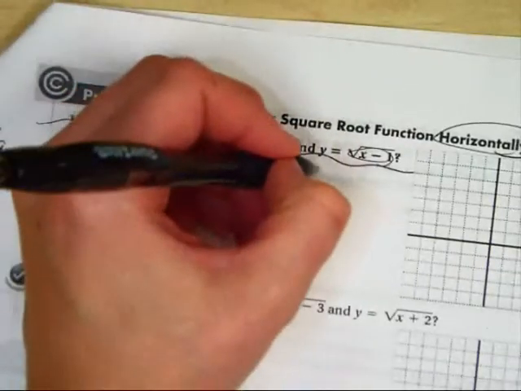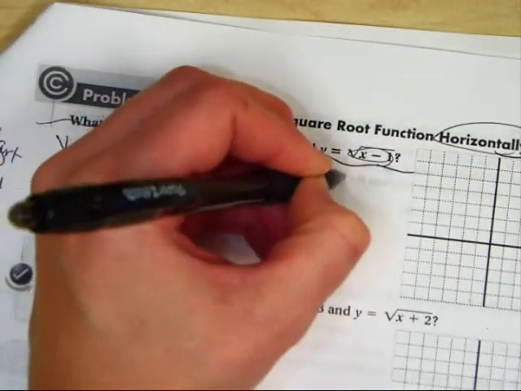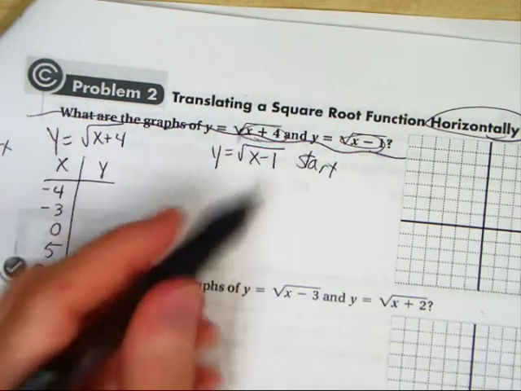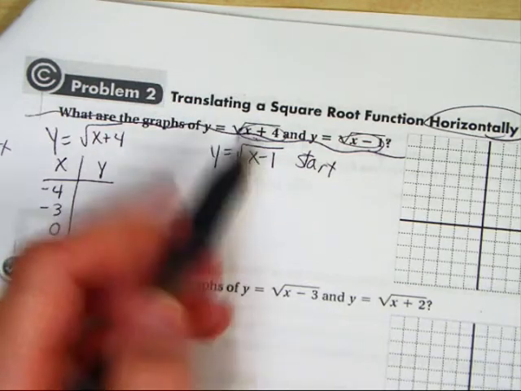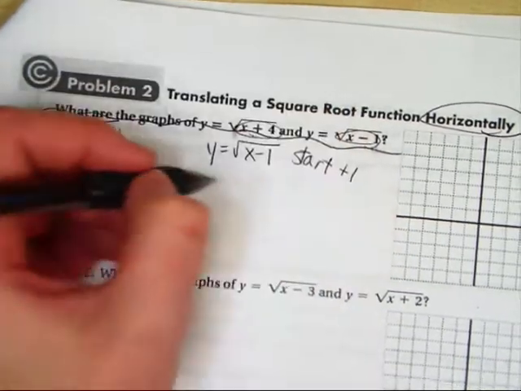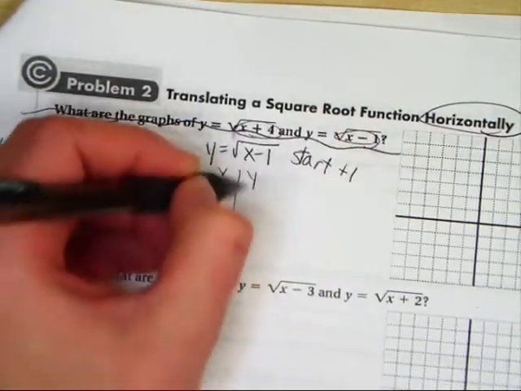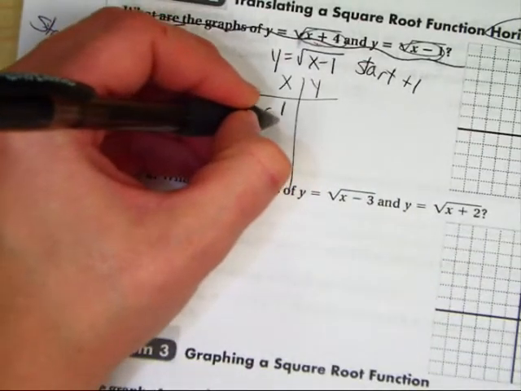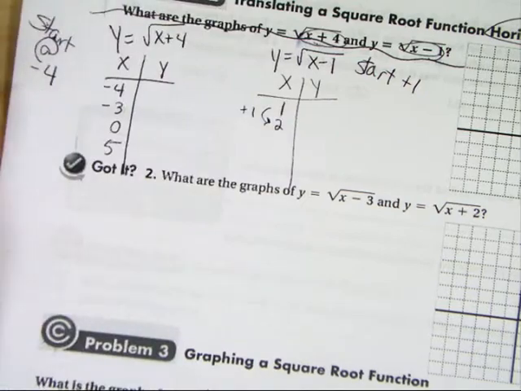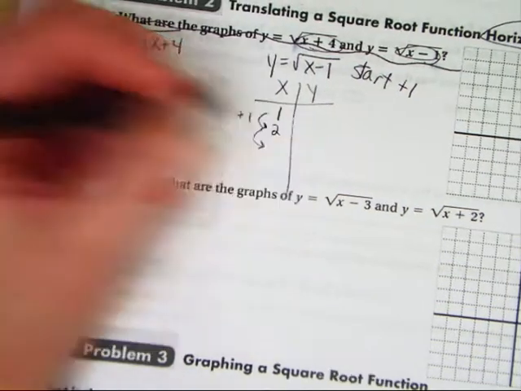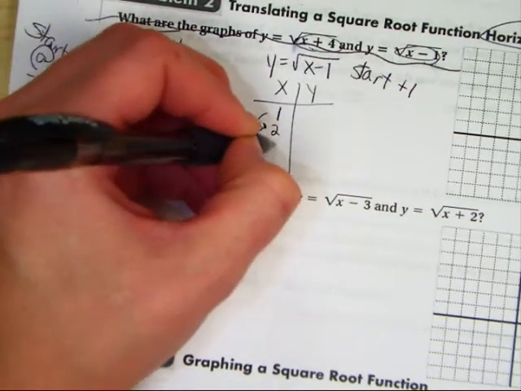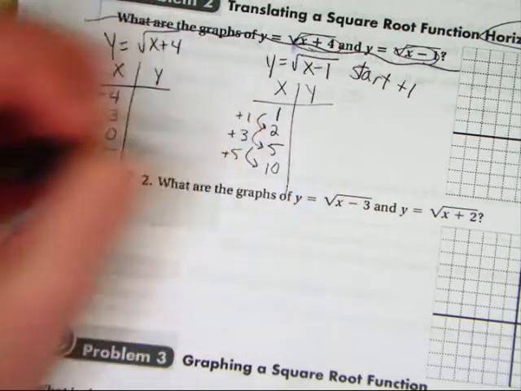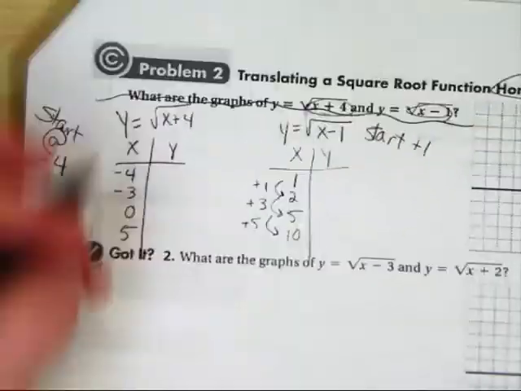Let's try that with this one. Where are we going to start on this equation? Well, we do opposite of what's inside the square root. So we're going to start at a positive 1. So we'll do 1, and then we go up 1 unit to 2, and then we go up 3 units to 5, and then we go up 5 units to 10. And that's always the increase.